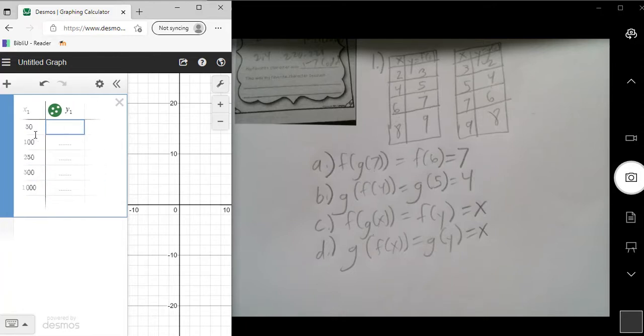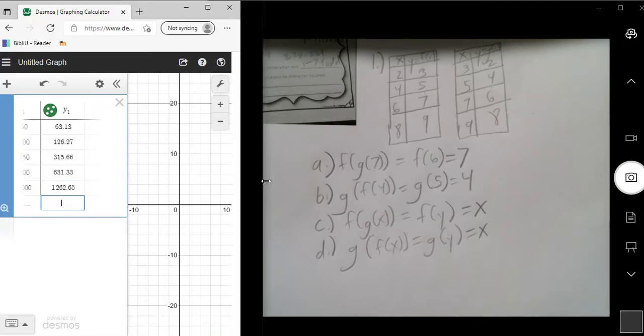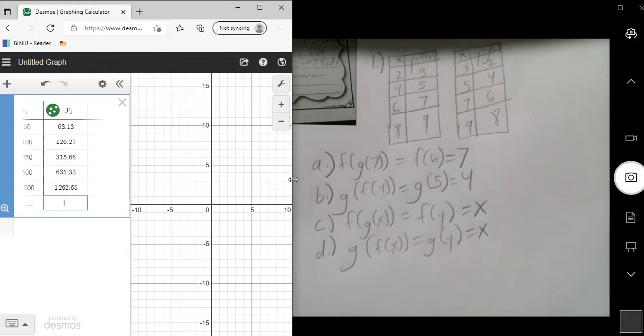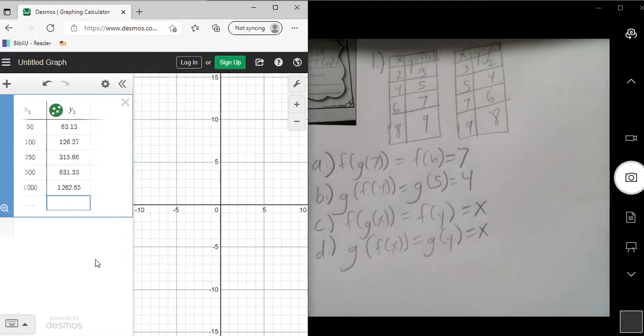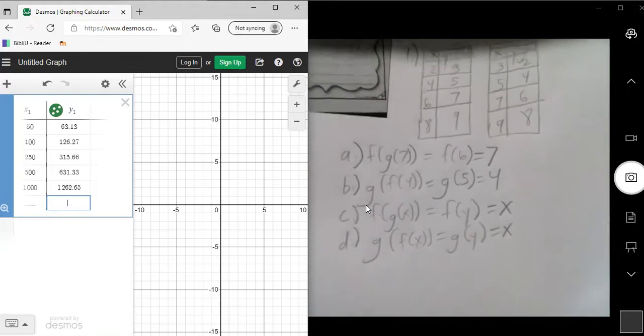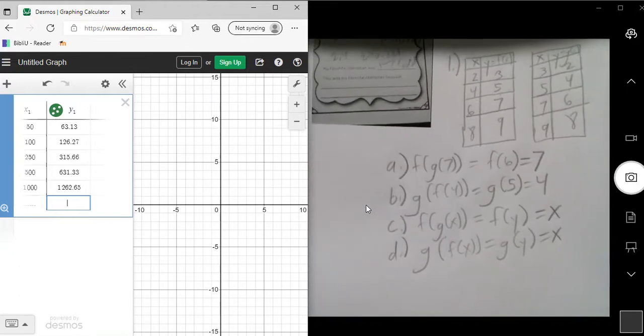Okay, next, the y values. We have 63.13, 126.27, 315.66, 631.33, and 1,262.65. Okay, now we have our table here. Let me stretch this out a little bit so we can see the table a little better. All right, so now we have our values in the table.